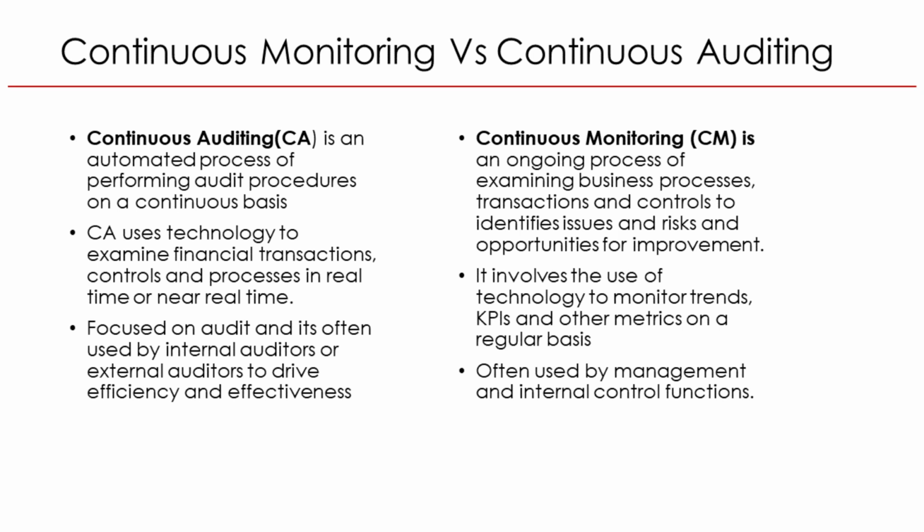take action. In short, continuous auditing is auditor-driven and focuses on independent assurance, while continuous monitoring is management-driven and focuses on ongoing control and performance improvement. Both rely on automation and data analytics to strengthen governance and risk management.